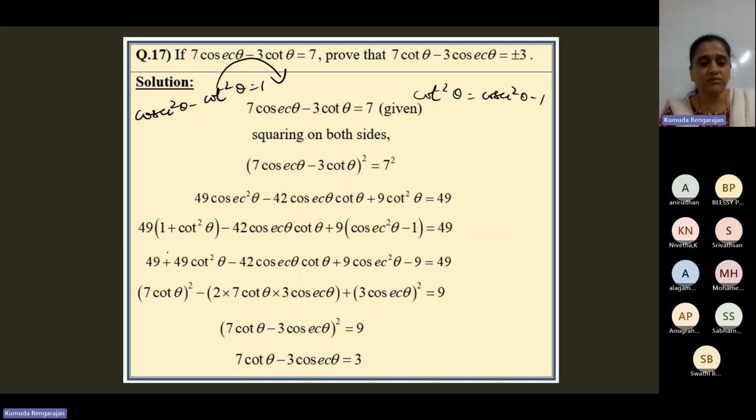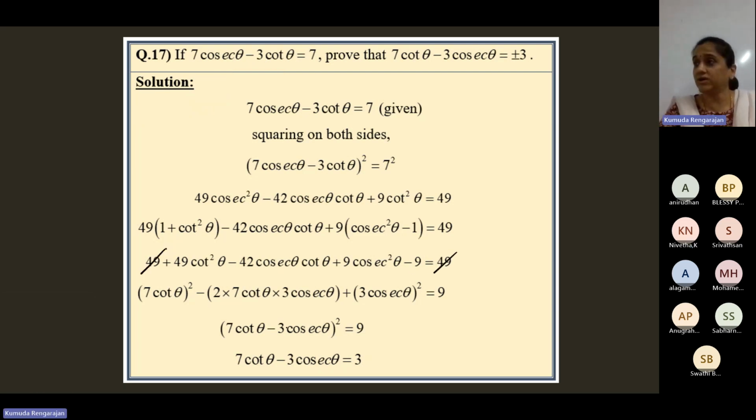So same thing here, children. 49 gets cancelled on both the sides. 49 on either sides gets cancelled, right? So now this is the a square term. This is the b square term. This is the 2ab term. So a square minus 2ab plus b square is a minus b the whole square. So this is plus or minus square root of 9, which is plus or minus 3.